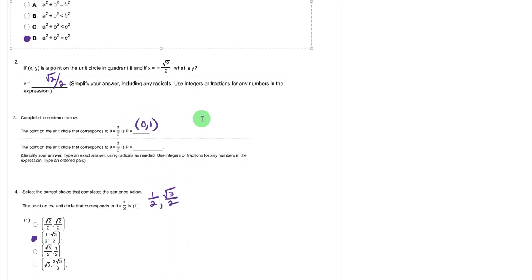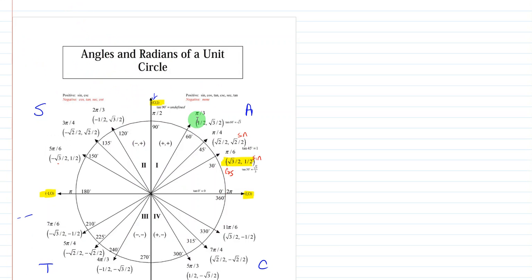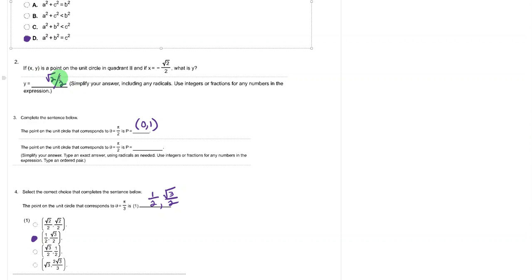If XY is a point on the unit circle in quadrant 2, and if x is negative square root of 2 over 2, what is y? So first of all, if you want to use your unit circle to help you with this, so if we pull this up, they said we were in quadrant 2 and our x value was negative square root of 2 over 2. So there's our y value. We should be able to grab that and put square root of 2 over 2. So it really would be helpful if you printed your unit circle and use that as a reference.